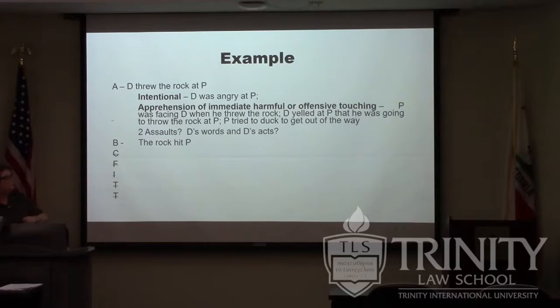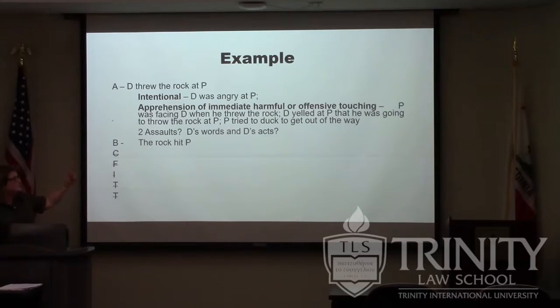So we're taking assault from the ABC fit. All right? Intentional. D was angry at P. Apprehension of immediate harmful or offensive touching. P was facing D when he threw the rock. D yelled at P that he was going to throw the rock at P. P tried to duck to get out of the way.